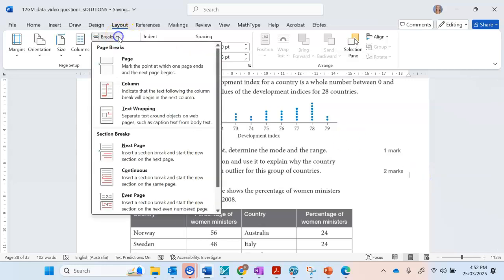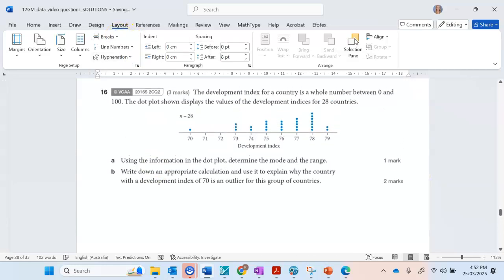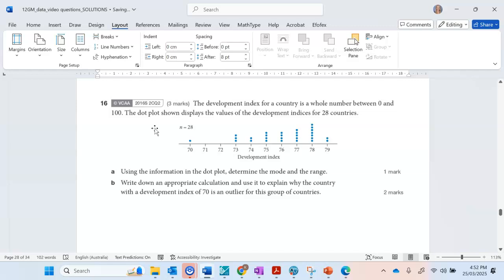Let's just skip, give us enough space to write this. Remember, you should be writing these in your books. I didn't leave you enough room on the pages. So the development index for a country is a whole number between 0 and 100. The dot plot shown displays the values of the development indices for 28 countries. Using the information in the dot plot, determine the mode and the range.